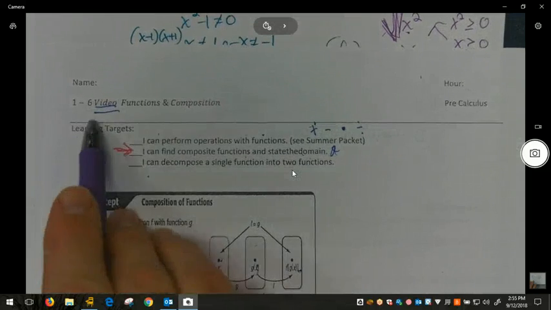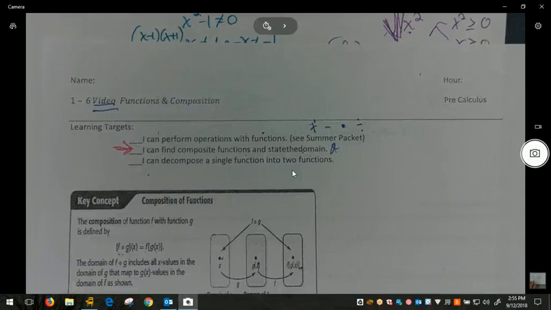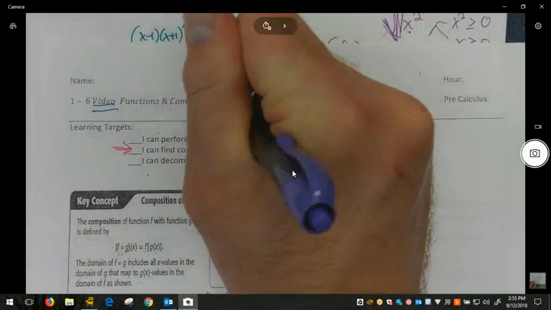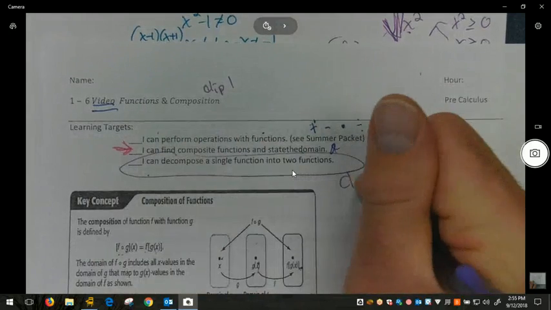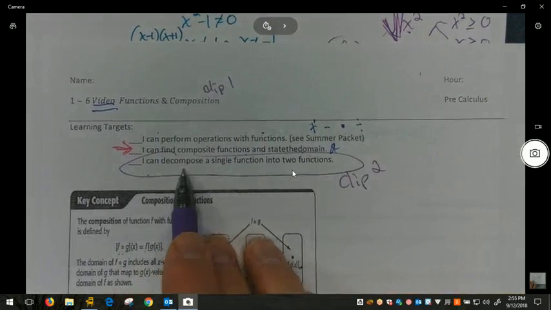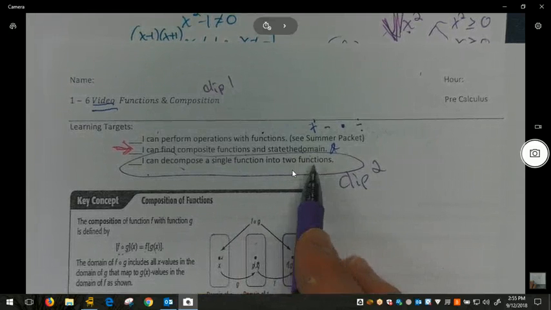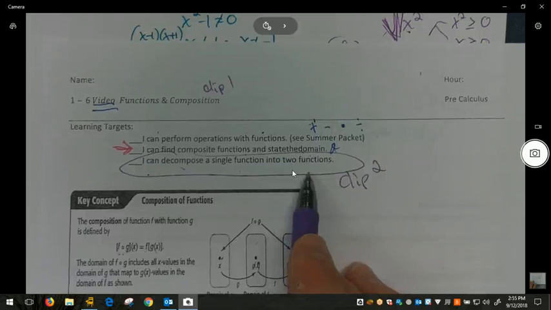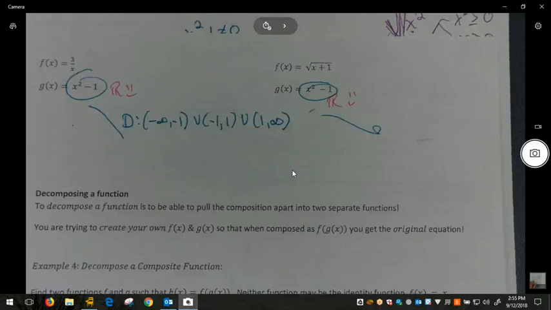Welcome back to lesson 1.6, the video on functions and composition. Clip 1 covered composition, but now we're looking at clip 2, which is covering how to decompose a single function into two functions. Or rather, how to create two functions that when we do f of g of x, we get the original function that they gave us back.